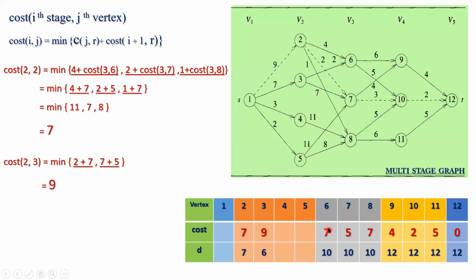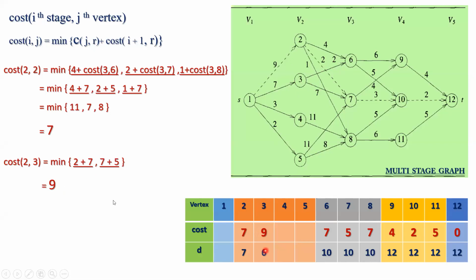Then which is the minimum? 2 plus 7, or 7 plus 5. Of course, 9 is the minimum. We have already updated 9. So it will be leading us to vertex 6, because we have obtained 9 from the first option. Correct? So 3 to 6, 3 to 7. It is leading us to vertex 6.